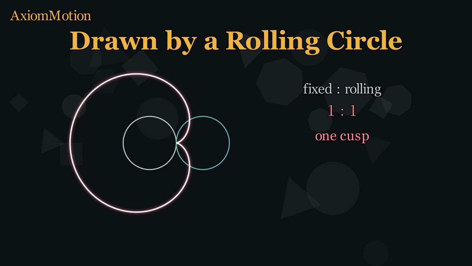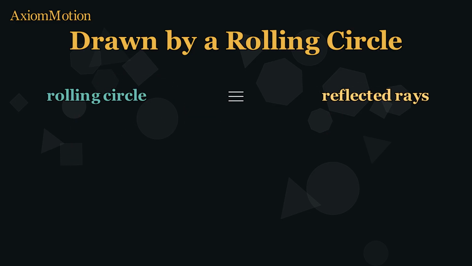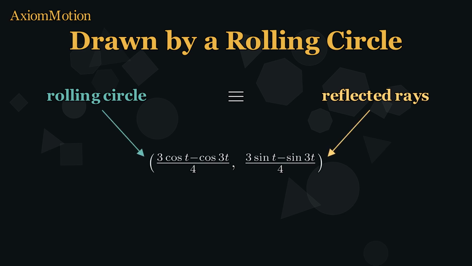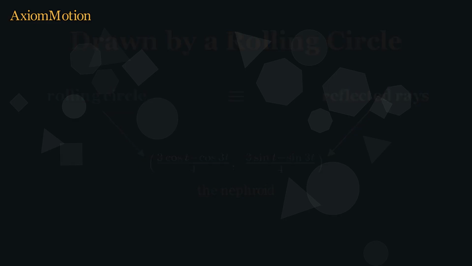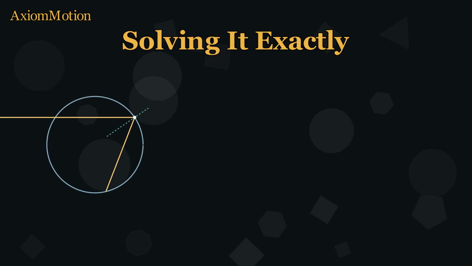And here is the quiet surprise that ties the whole story together. The curve traced by a rolling circle and the curve woven from reflected light are provably one and the same. Whether you roll a circle or bounce 1,000 rays off a cup, both constructions land on precisely this one formula, the Nephroid, written the same way every time. Now let's actually prove it.